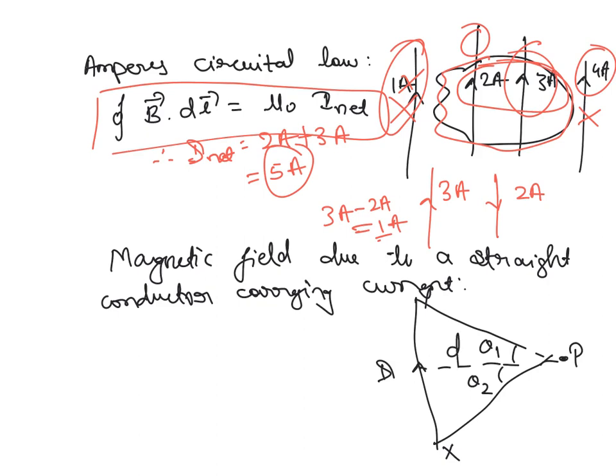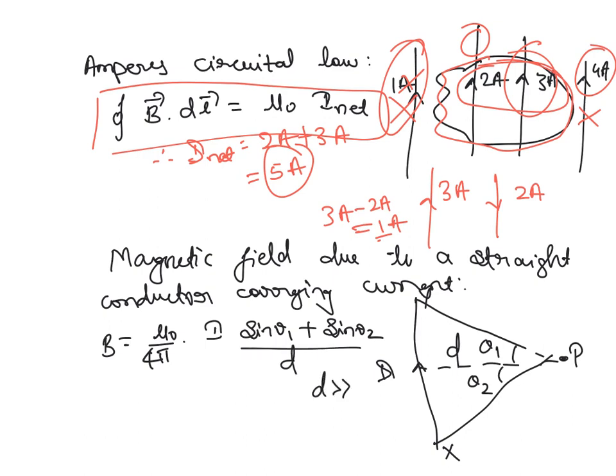We can say that the magnetic field at this point, B, must be equal to mu naught divided by 4 pi, into I, into sine theta 1 plus sine theta 2, divided by D, provided D is greater than R. So this is how you can use it. Or else let me move to this one.